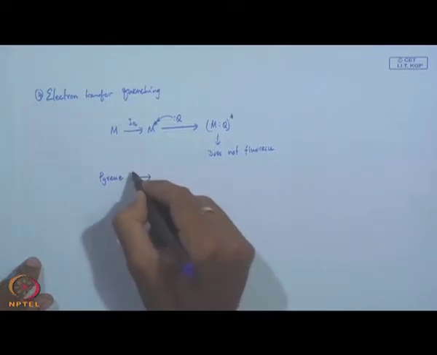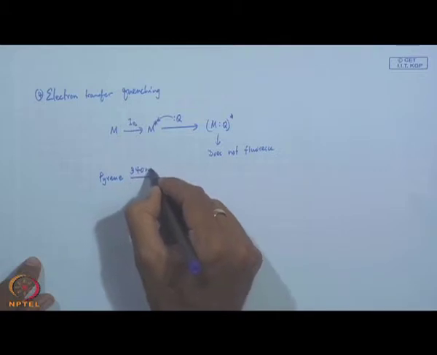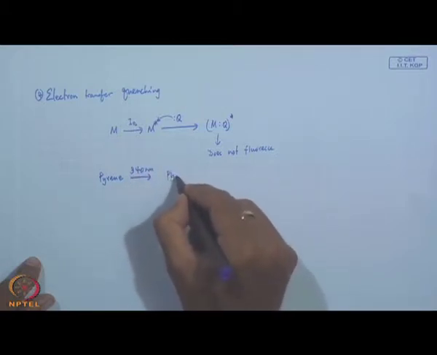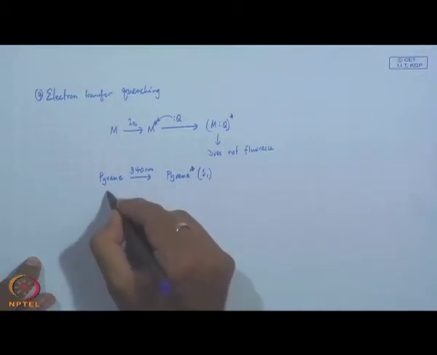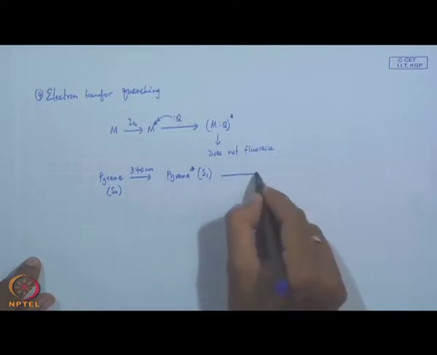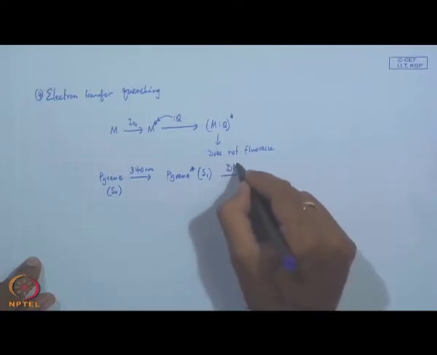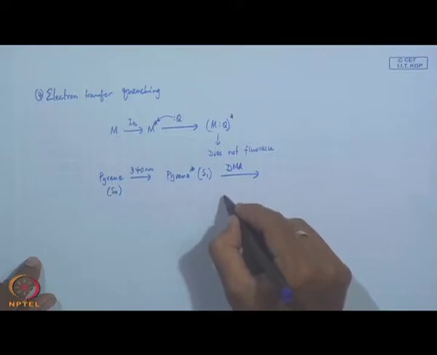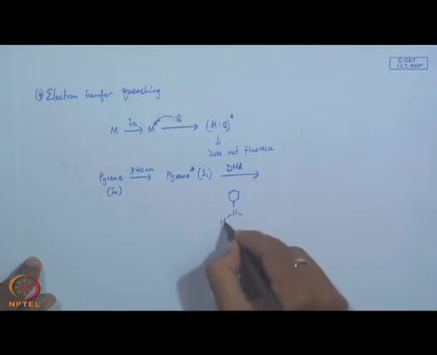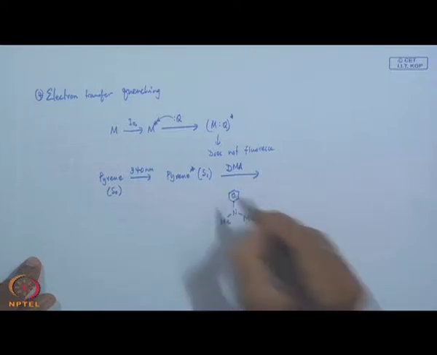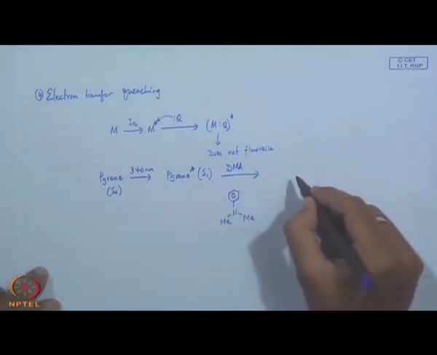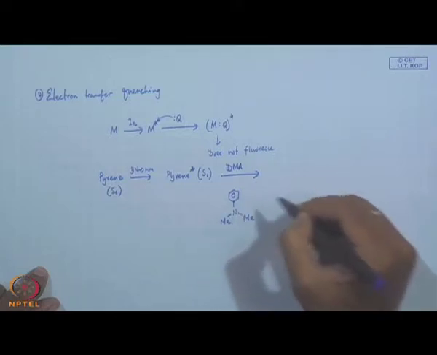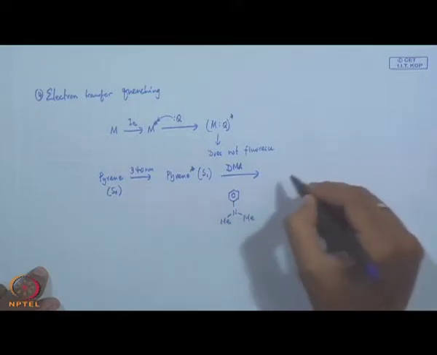When you excite pyrene with, say, 340 nanometer light, it generates pyrene star in the S1 state. Originally it was S0. Then if you add dimethyl aniline, DMA, NMe2, what will happen? It transfers an electron, so that in the excited state a donor-acceptor complex is formed, which is called an exciplex.